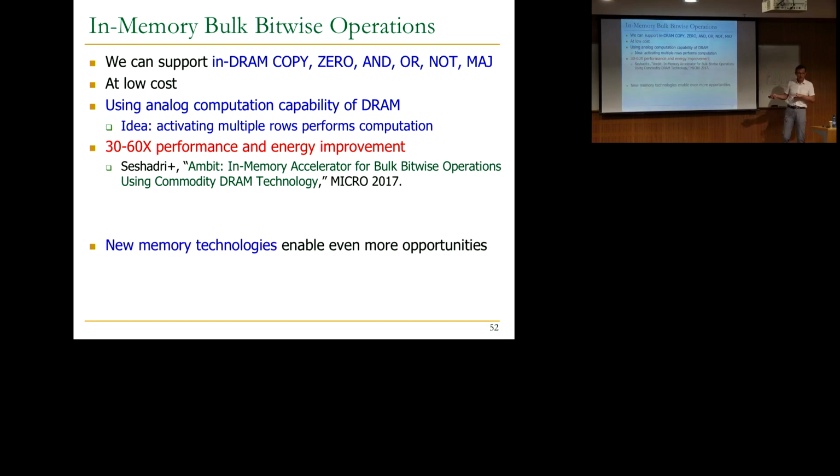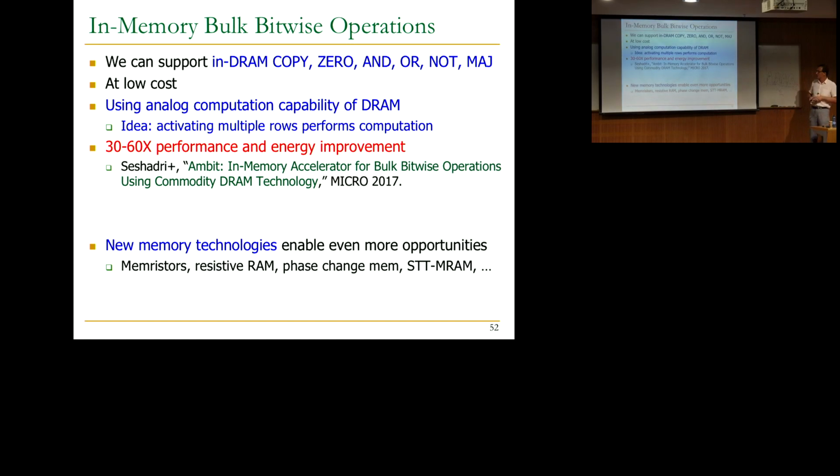I'm not going to talk about this in this lecture, but new memory technologies enable even more opportunities, in my opinion. Memristors, resistive RAM, phase change memory, STT-MRAM. Some of the research is going on over here at Technion, especially on memristors. These enable even more opportunities for two reasons. One is they can operate on data with minimal movement, because fundamentally, whenever you access DRAM, you destroy the data over there.